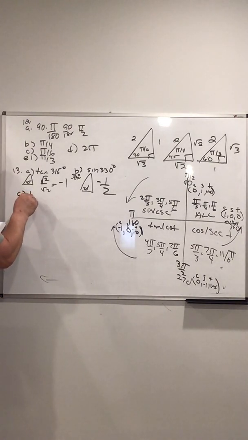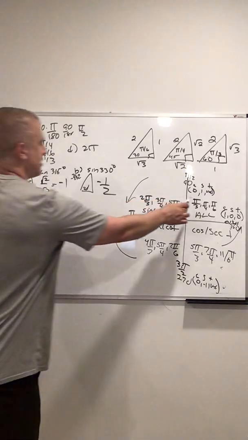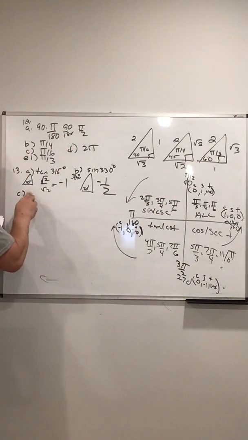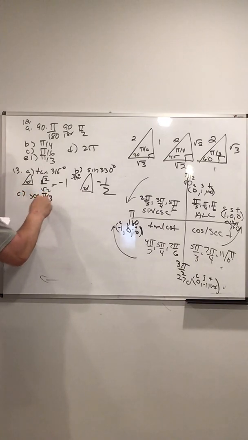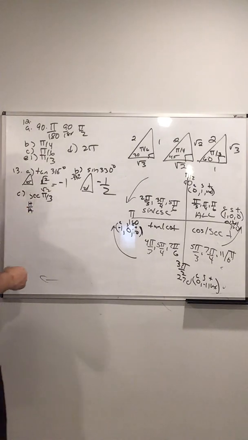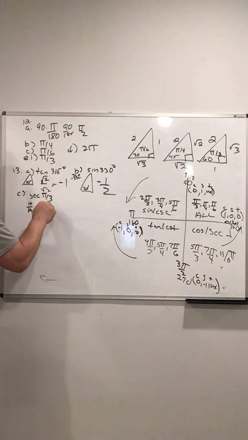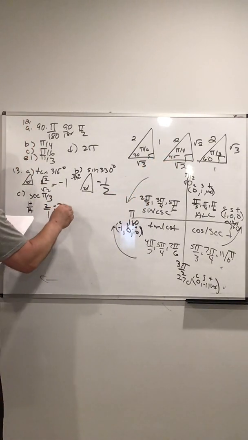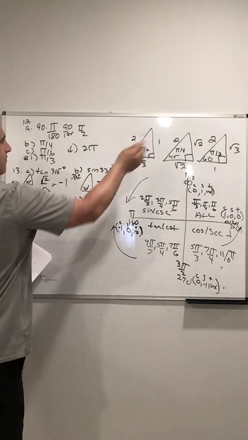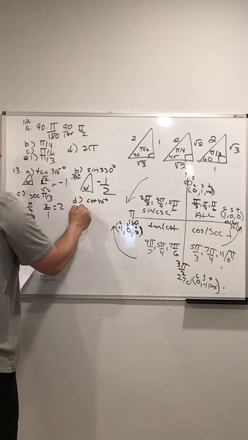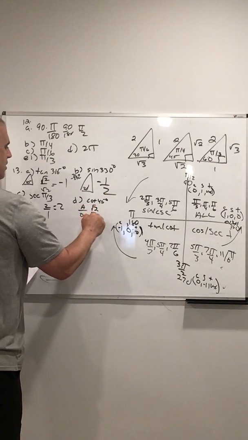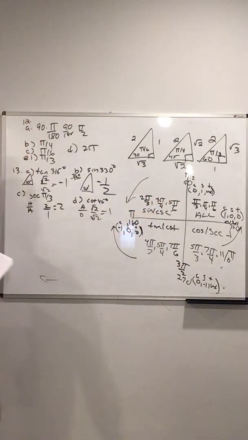All right, C, secant of pi over 3. I know that's going to be in this quadrant. Secant is h over a. So h over a would be 2 over 1 in that first quadrant, which would just be 2. D is cotangent of 45 degrees. 45 degrees is clearly that one. That's going to be a over o, which would be square root of 2 over square root of 2, which would just be 1. That's also still in the first quadrant.